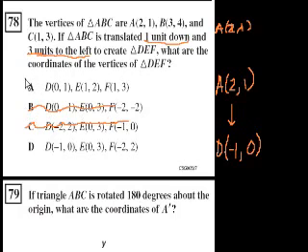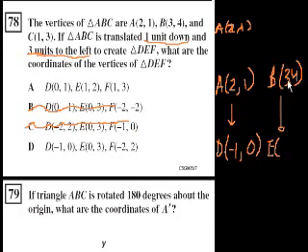But let's look at the other ones, maybe somehow they changed the lettering or something. Point B was 3, 4. We said 3 units to the left, so that becomes point E. If you take this 3 units to the left, you're subtracting 3, so that becomes a 0. If you take the y coordinate 1 unit down, that becomes a 3. So E is 0, 3. That's still consistent with this.